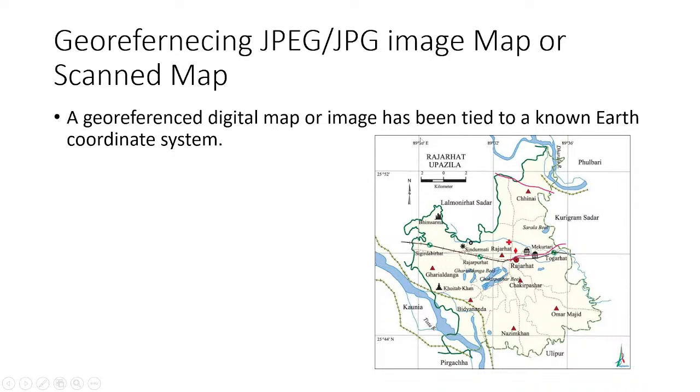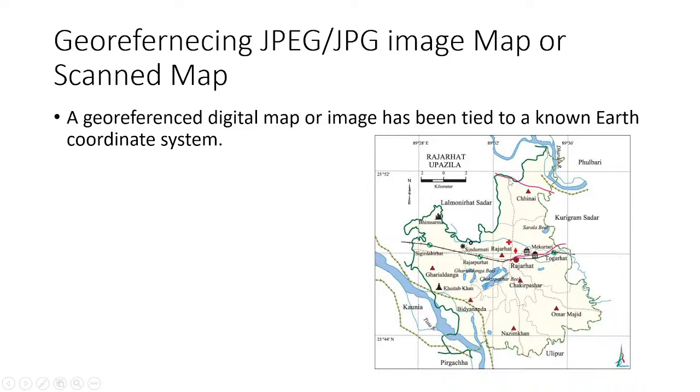Suppose this value is for longitude and this value is for latitude, already available. So I know this map is at 89 degree 20 minute east longitude and 25 degree 52 minute latitude. I know about these values also, you can see. So this map I already know the values, so I just use these values and make the georeference. Georeference is mainly tied to a known earth coordinate system.